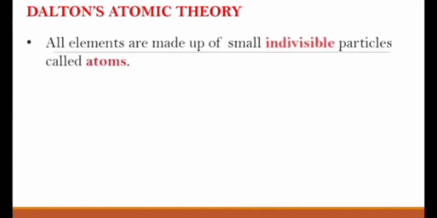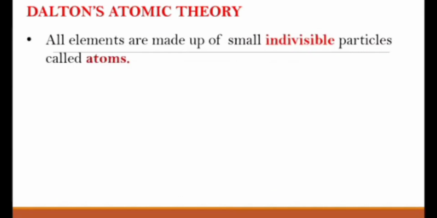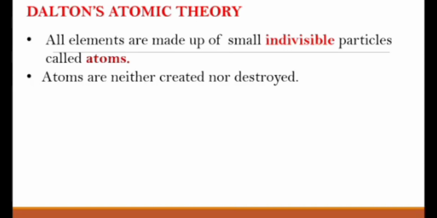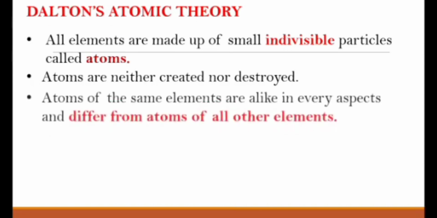Let's look at Dalton's atomic theory. John Dalton was the first scientist to carry out experiments concerning the atom. The discovery, or the result of his experiment, made him propose some theories, which we now call Dalton's atomic theory. One of the theories says that all elements are made up of small indivisible particles called atoms. Now, by indivisible, we mean it cannot be divided, is it not? Yes.